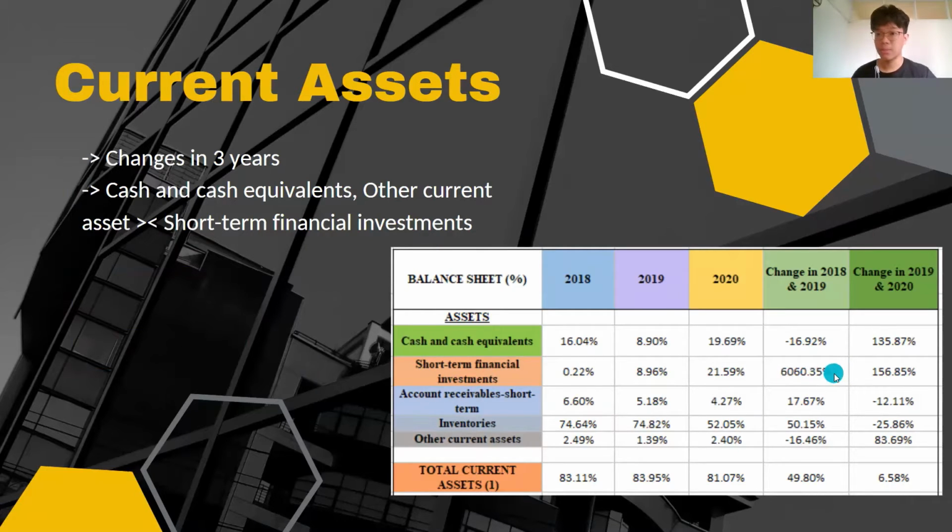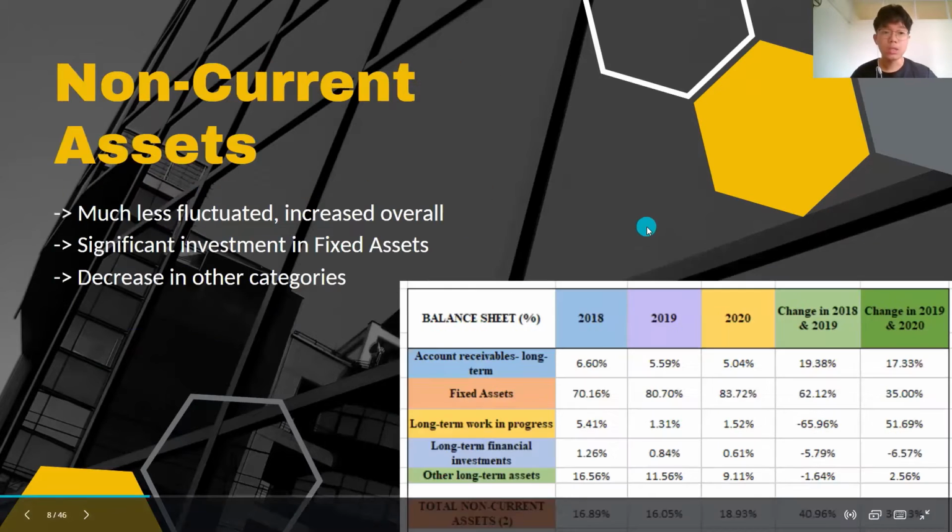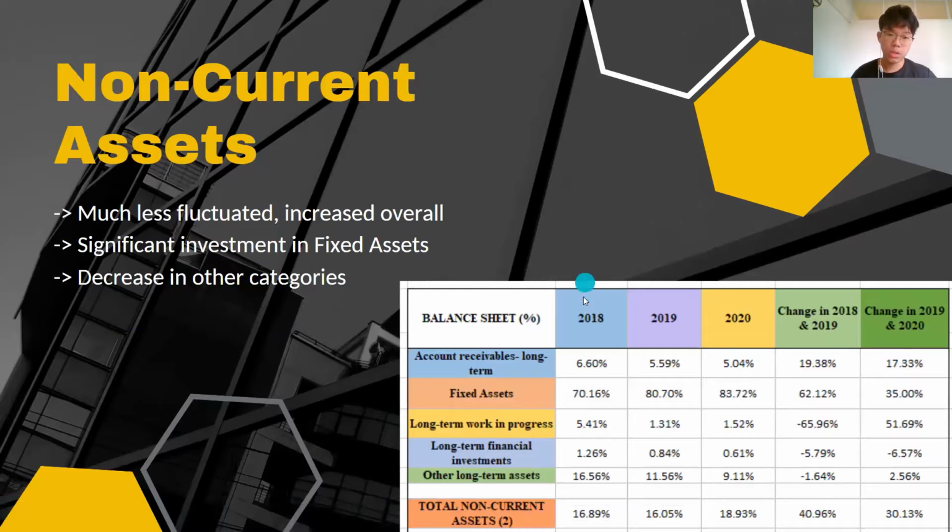This may be because the company shows a more short-term strategy for this period, and that may have led to this big investment, which may have led to a decrease in other categories like cash and cash equivalents and other current assets. For non-current assets, they fluctuate much less.